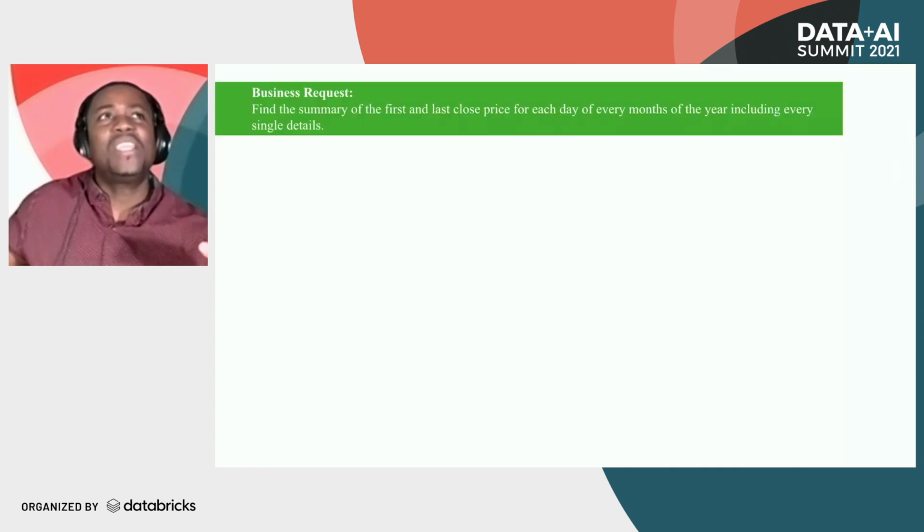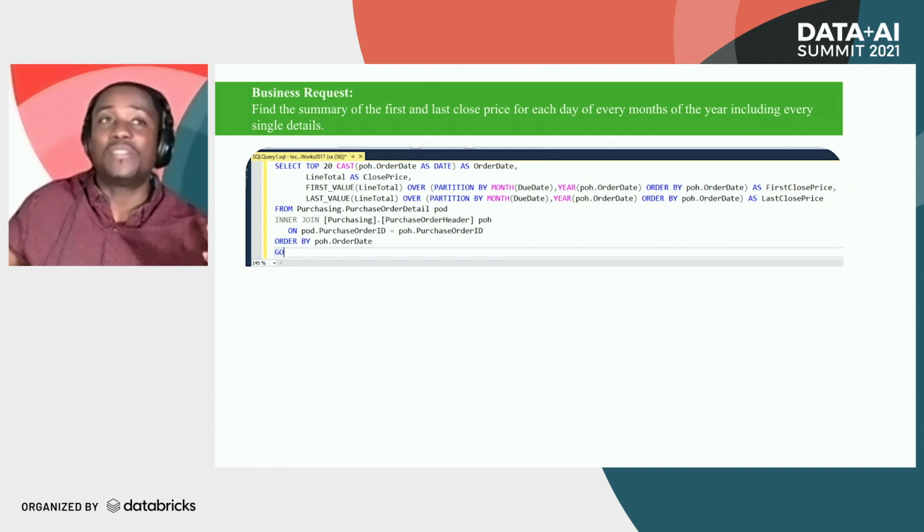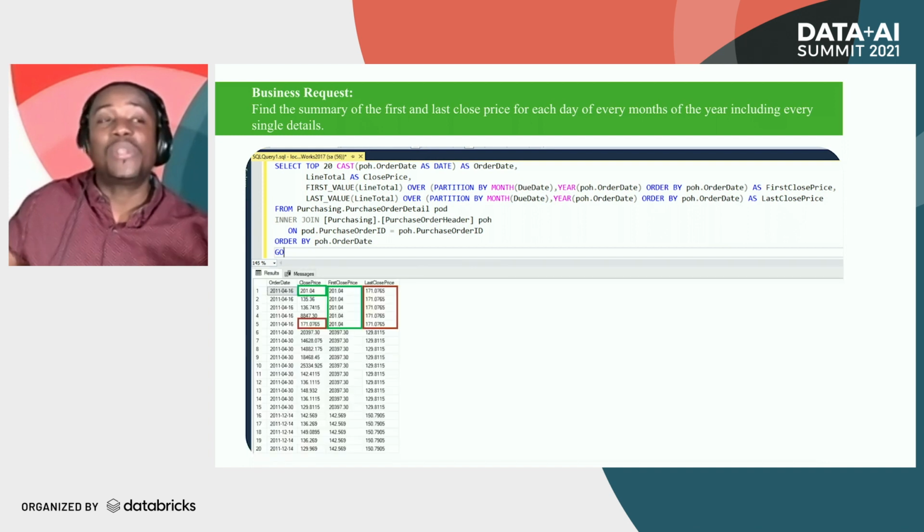Let's say the business wants you to find the first and the last close price for each day of every month of the year, including every single detail. How would you do that? This is where you have to think of FIRST_VALUE and LAST_VALUE. What I'm doing here is partitioning by month and year and ordering by order date, and I'm doing the same thing for this one. When I execute this query, I was able to provide the first close price and the last close price. If you analyze the data for every date, you will see it is still the same. We were able to bring the first and the last close price.